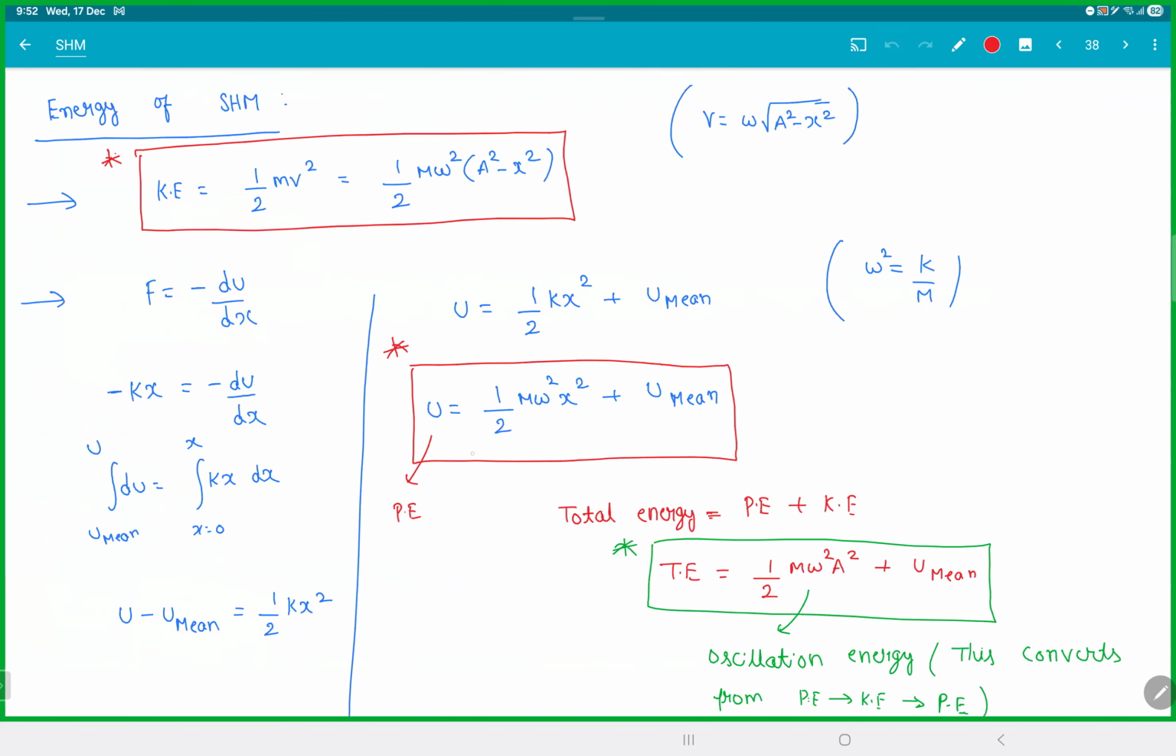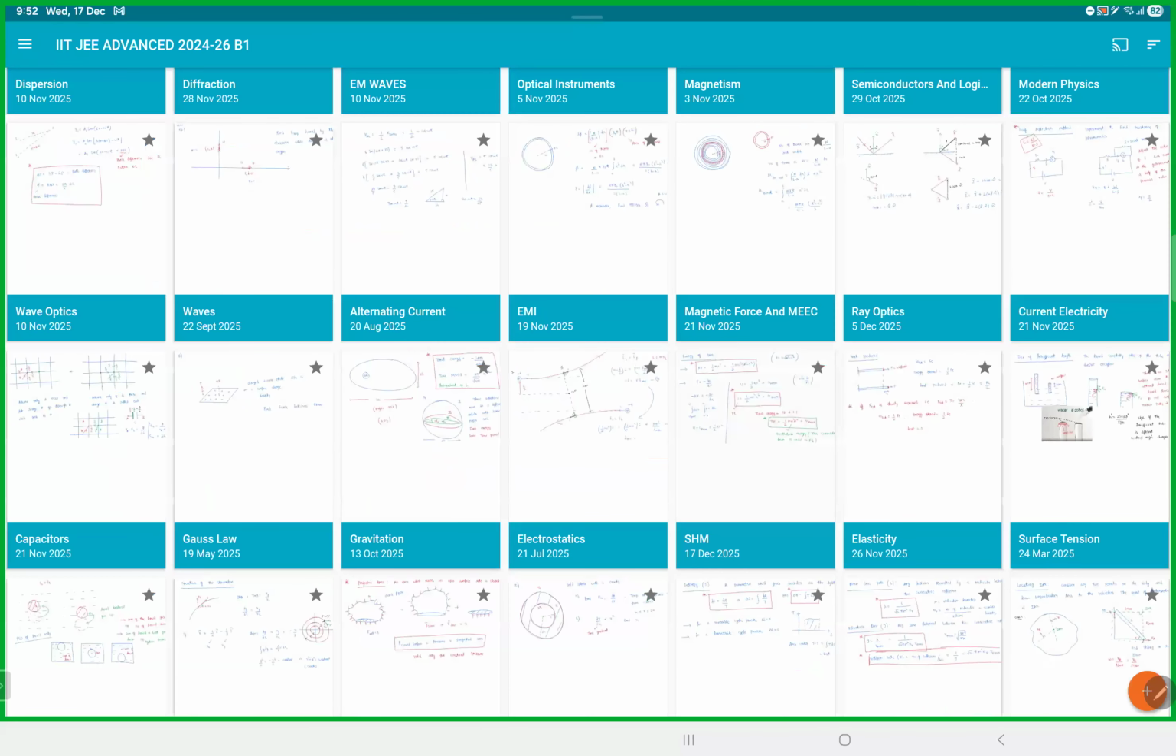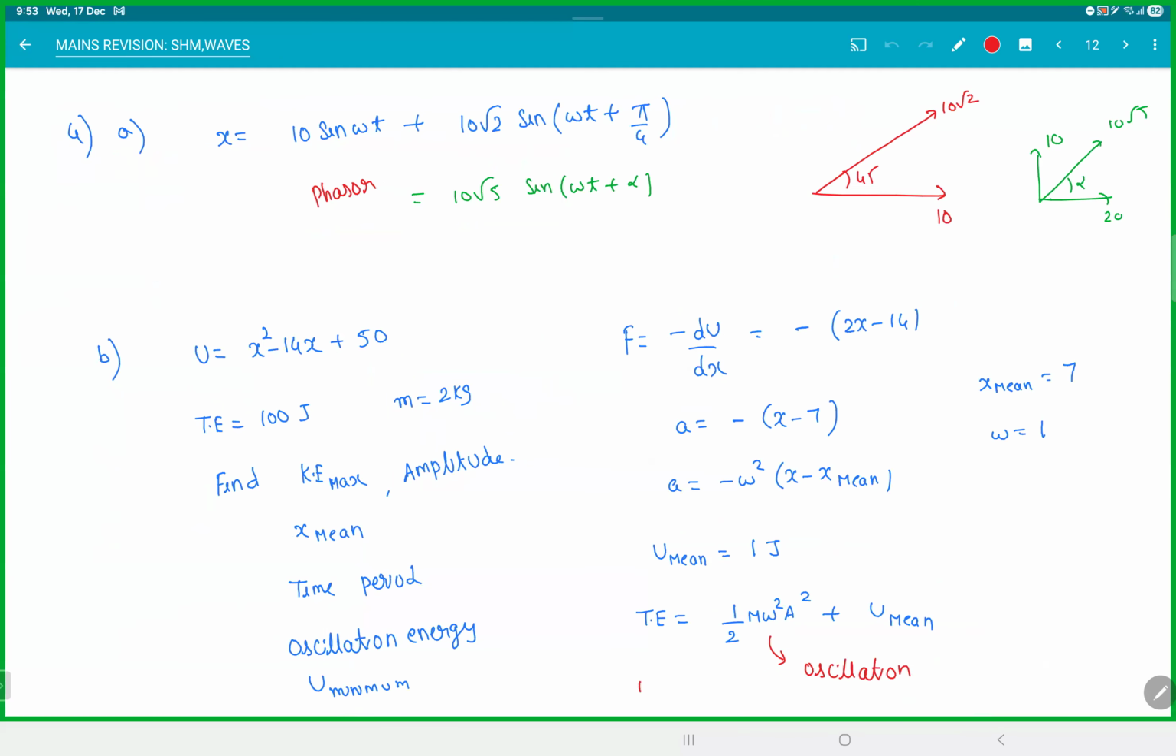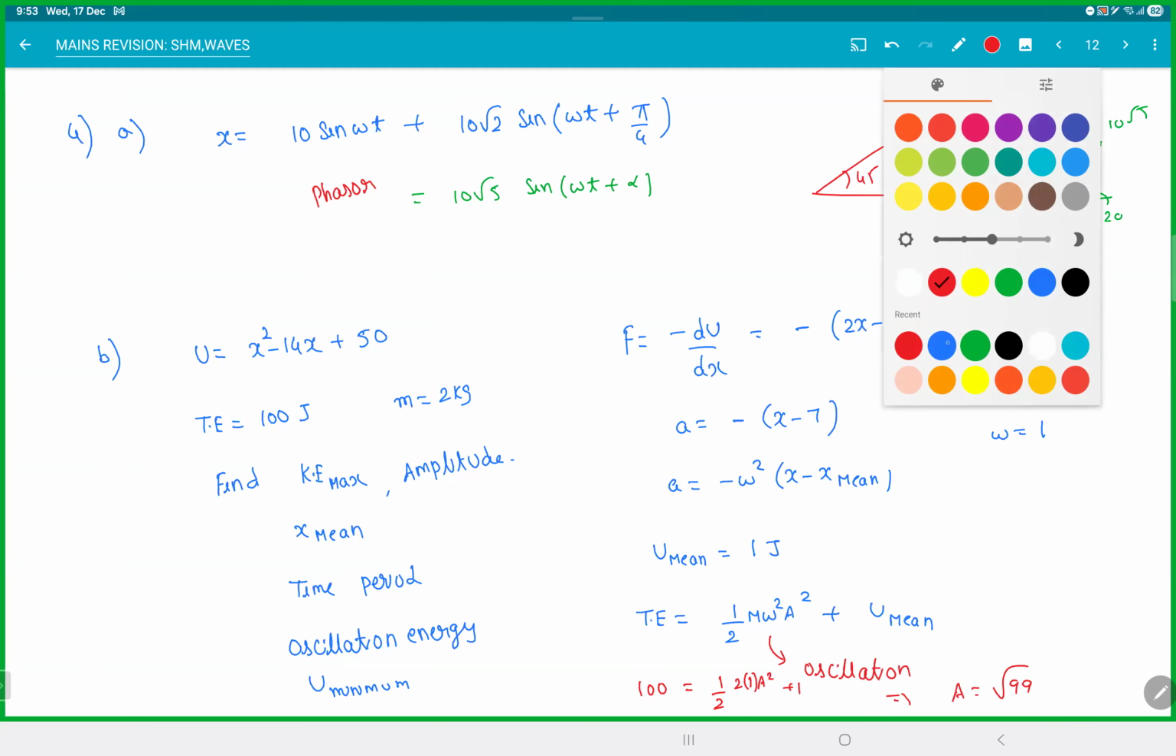So this was the formula. See, the potential energy is half m omega square u mean. Total energy will be half m omega square a square plus u mean. So oscillation energy is completely different from the total energy. So the page 38 in SHM, you should check it out. So that's your oscillation energy. Total energy is 100. Half mass is 2, omega is 1, amplitude square, and u mean is 1. So we get amplitude is equal to root 99. Interesting. I should have given 50 joules, I guess. Then you would have got 7.